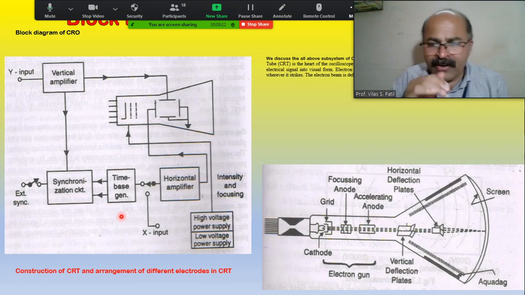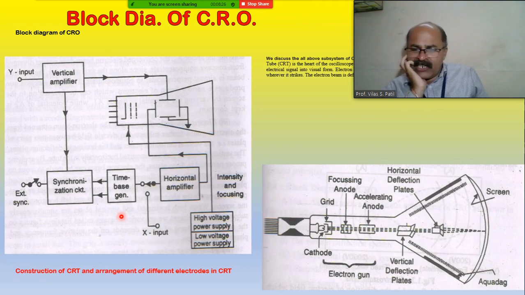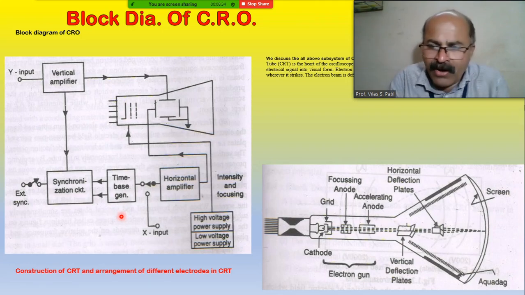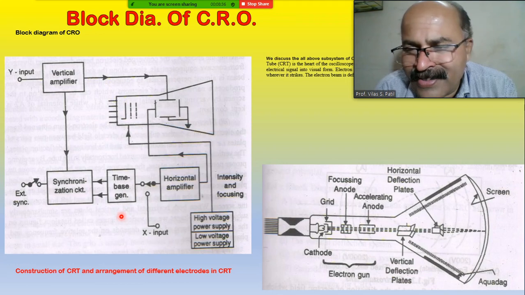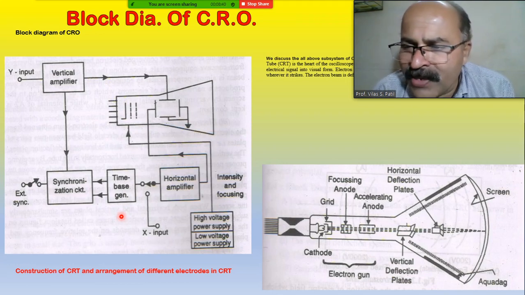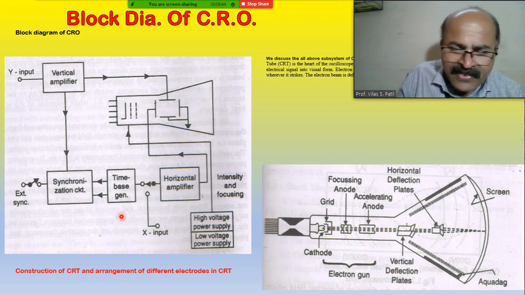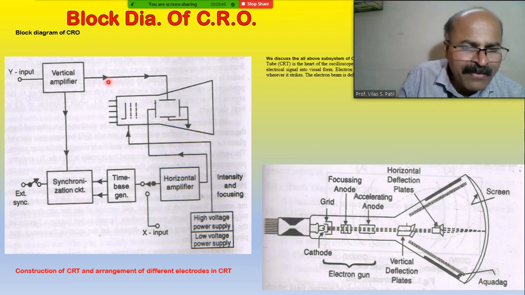Friends, in all exams one question is given: draw the block diagram of the CRO and explain each block of CRO in brief. This is the question. In many examinations it has been asked ten times. Friends, I say that there are three different sets of blocks. This is the one set of blocks.